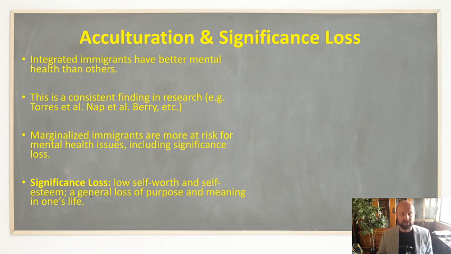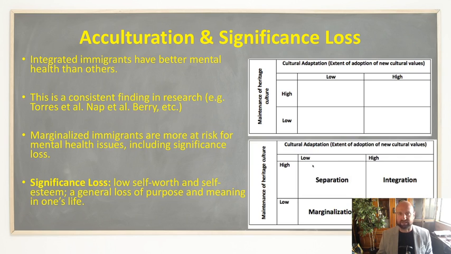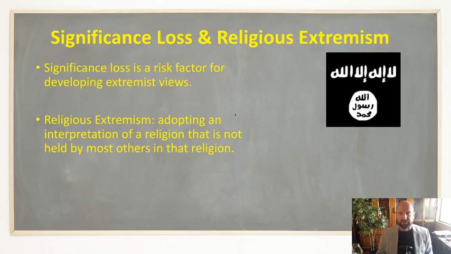And also then, significance loss can be a risk factor for radicalization and supporting groups like ISIS if you're a Muslim immigrant who's experiencing significance loss. See if students can put this in their workbooks, fill in the gaps here, give them some time to do that, and then you can go over the answers here. Okay, so it's just some more chalk and talk.